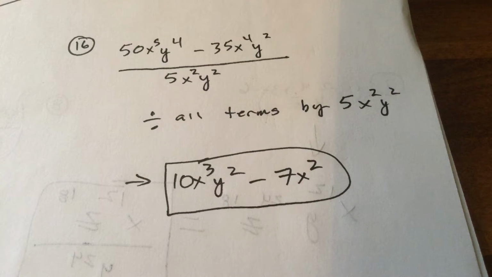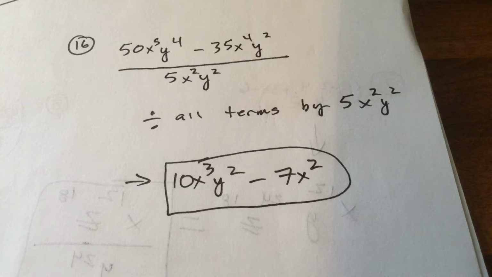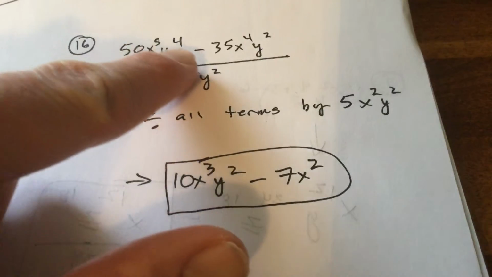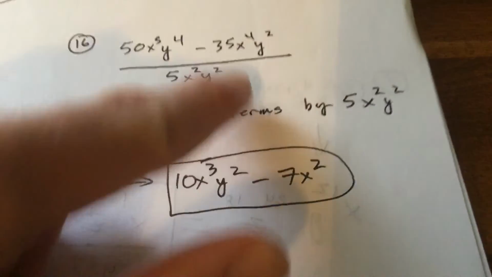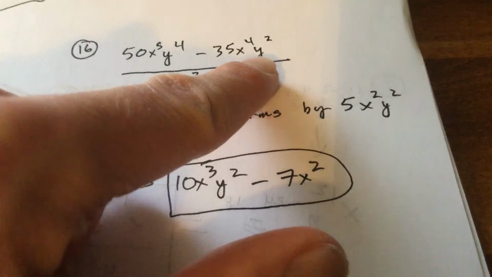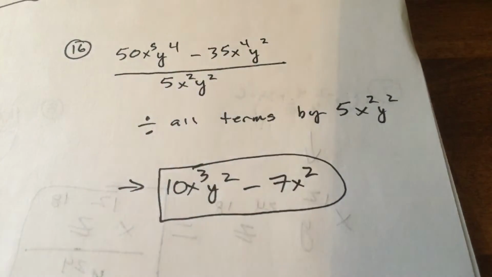Now, I'm going to divide all the terms by 5x squared, y squared. All right, why? Because everything is divisible by 5. Every single term has at least x to the 2nd. Every single term has at least y to the 2nd. When I do that, 50 divided by 5 is 10. Take away 2 x's, take away 2 y's, minus 35 divided by 5 is 7. Take away 2 x's, take away both of the y's. That's why this has no y.